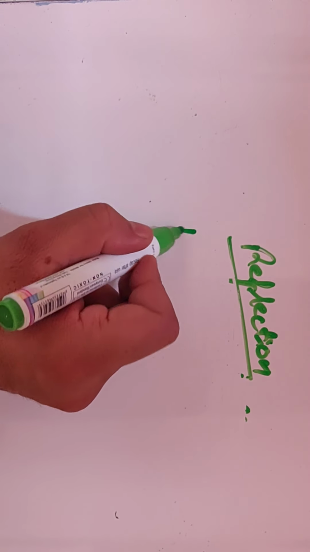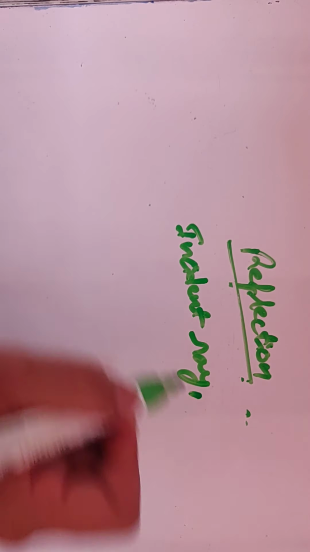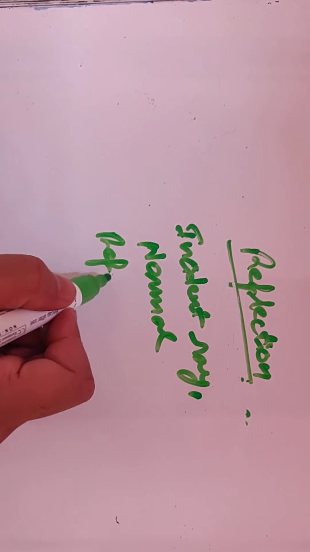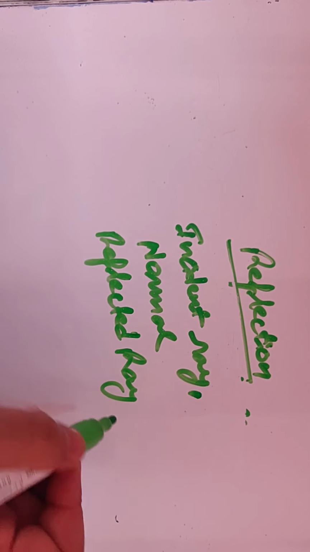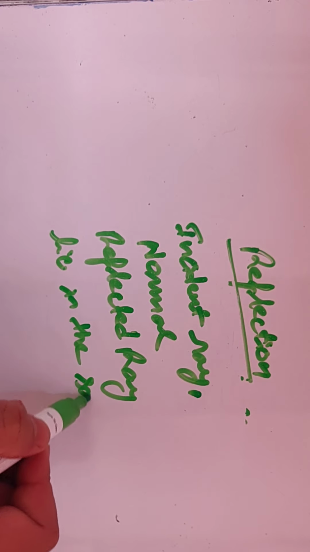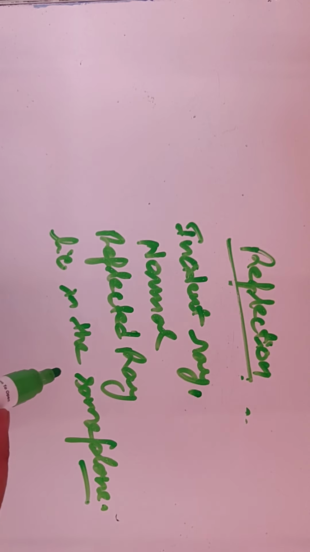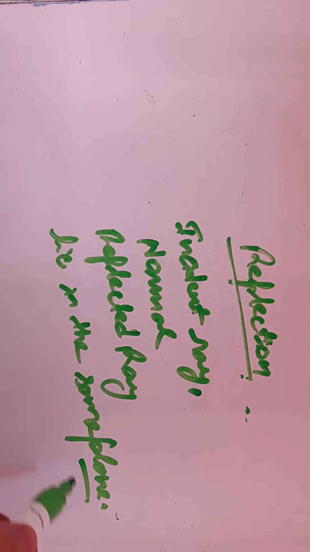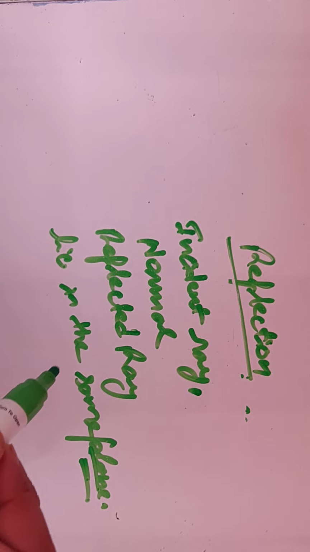the incident ray, the normal and the reflected ray, they all lie in the same plane. They all lie in the same plane. Alright. So these are the two laws of reflection.